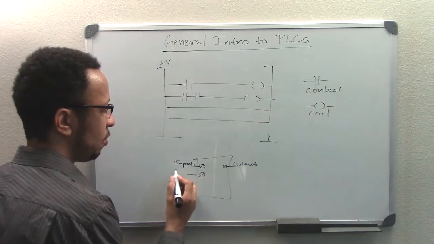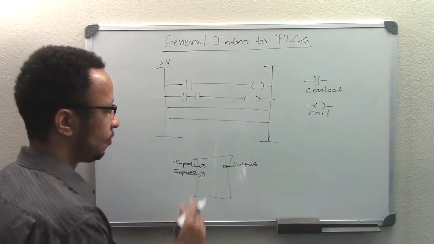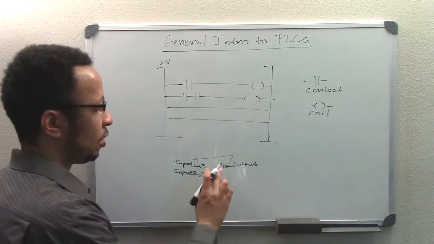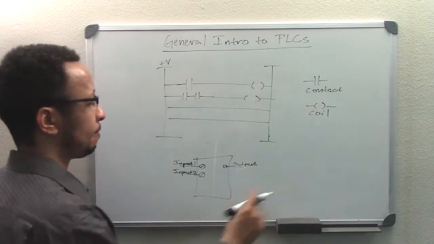Say this is input 1, and then we're going to label this input 2. Then it requires both of those in order to get an output there, which is connected to the output terminal to turn something on or off.